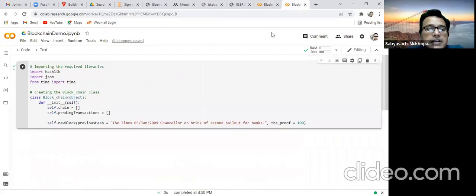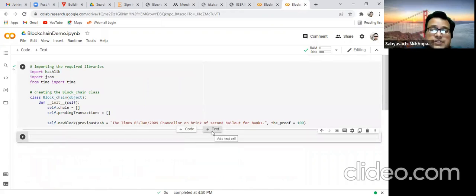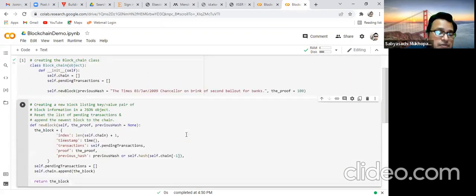Now let me show you how I can run it here as well. I am clicking on the plus code button. You see there will be two pop-ups: plus code and plus text. Plus text will add the text portion, and plus code will add the code portion. So I am pasting it here and running it. Like the earlier case, if your code is perfect, it will run, and you will be able to successfully define the new block, the way we have defined the new block here.